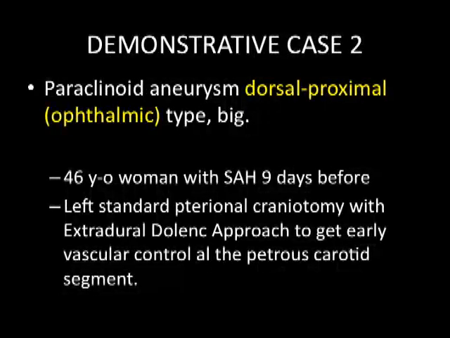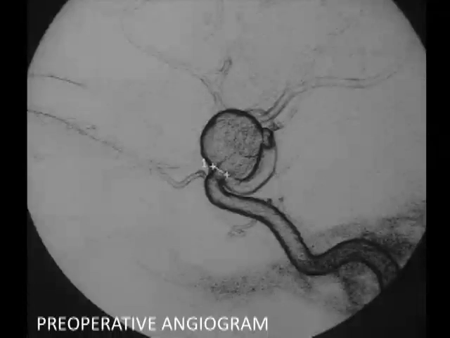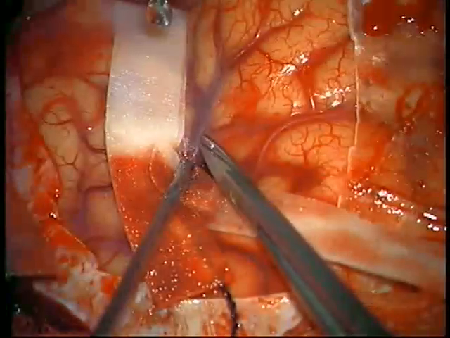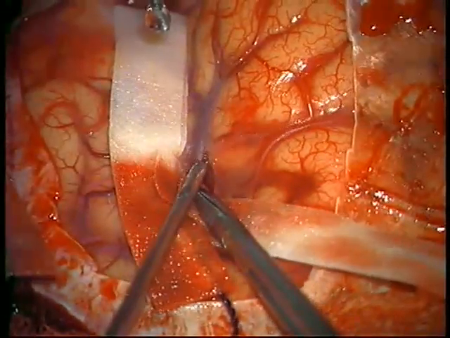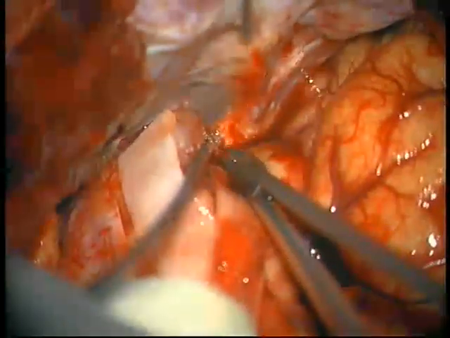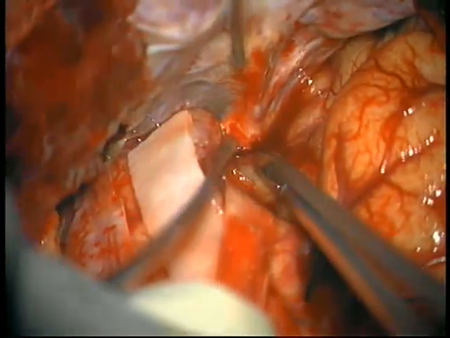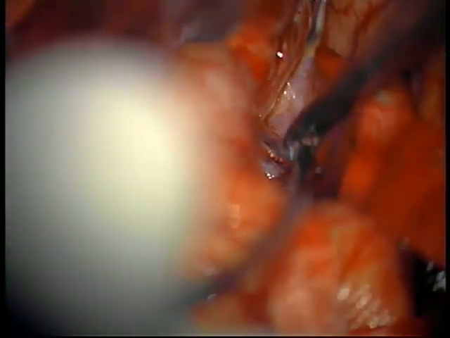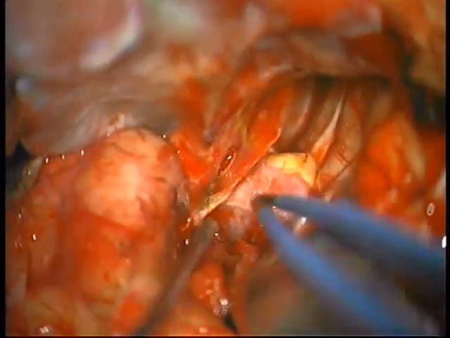In the second demonstrative case, we present a dorsal proximal true ophthalmic big aneurysm. We opened the dura in a semicircular fashion, and the sylvian fissure is separated using the hypodermic needle and the micro scissors. The dissection goes into the basal cisterns until the aneurysm comes into view.